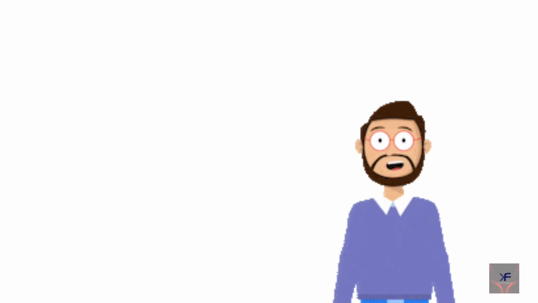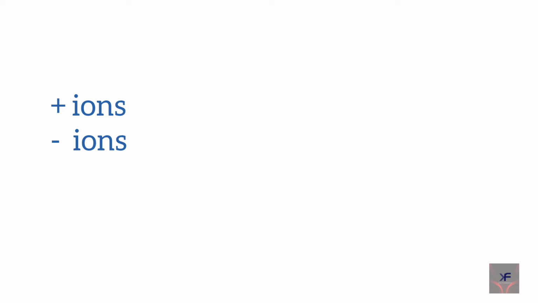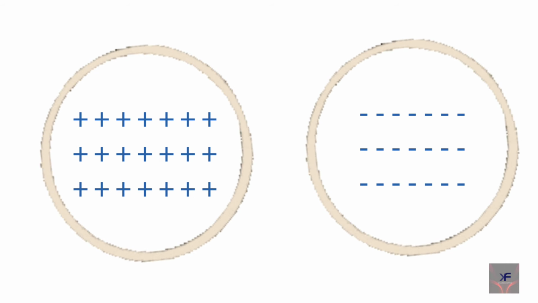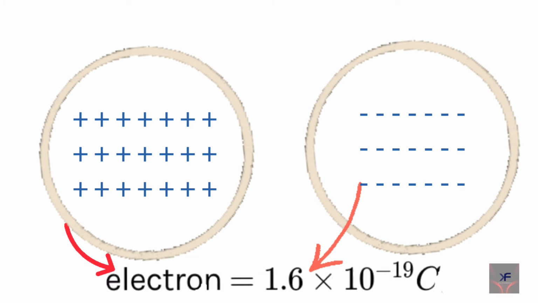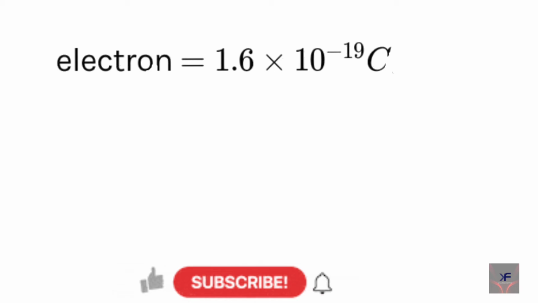The very basic charging particles are the positive ions and negative ions. These positive and negative ions are accumulated inside the electron. So the number of these charged particles inside the electron is 1.6 × 10^-19. So we can call the value of the electron charge as 1.6 × 10^-19.